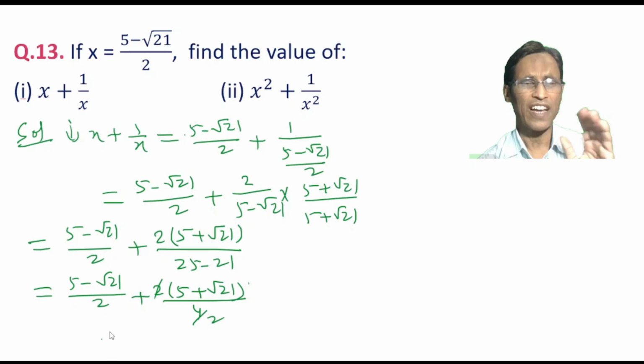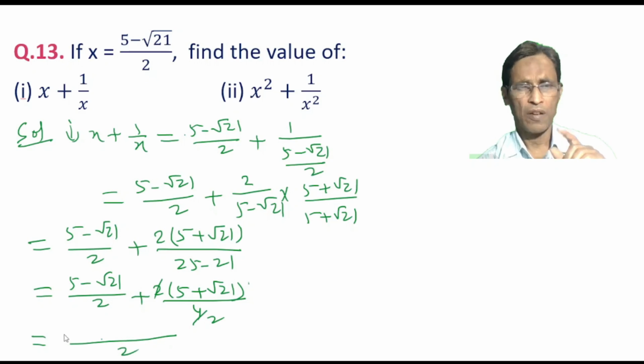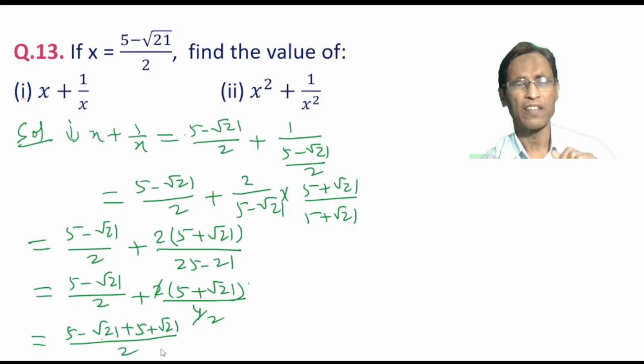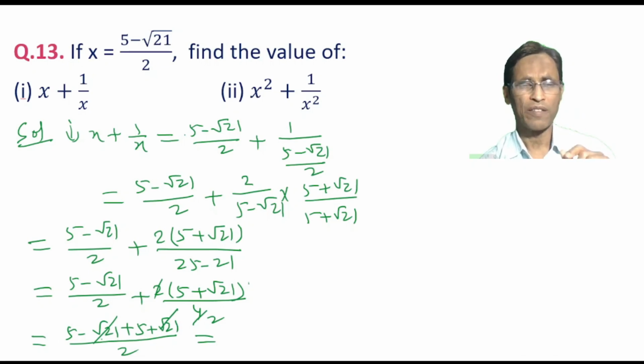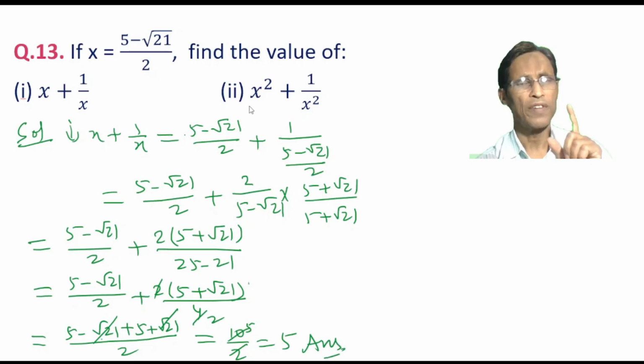So by taking the LCM we get 5 minus root 21 plus 5 plus root 21. Clearly plus root 21 and minus root 21 cancel. So now we get 5 plus 5, 10. 10 by 2 means 2 fives are 10, and it is 5. Answer. Now we find the value of the second part.